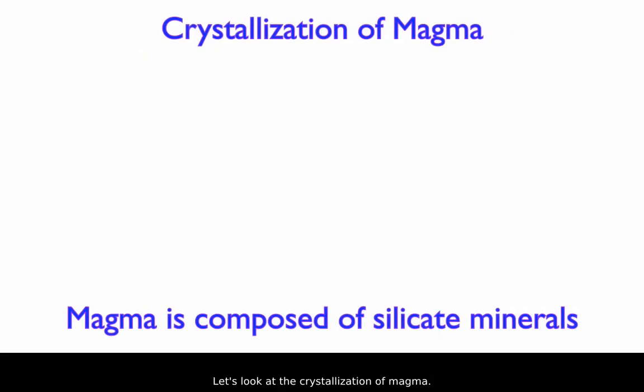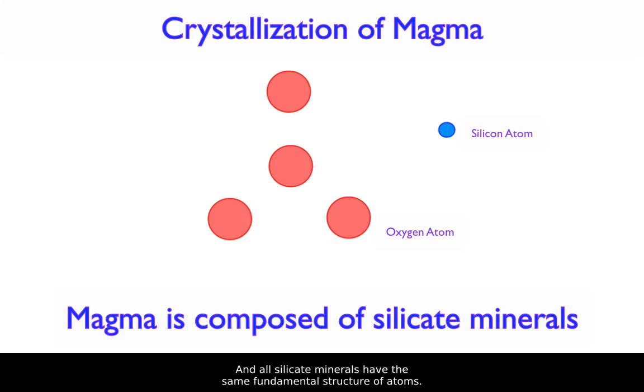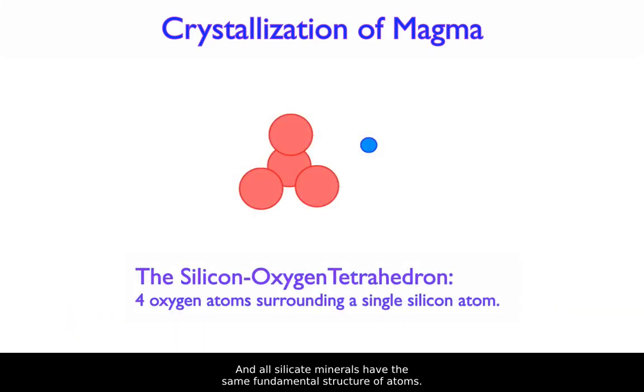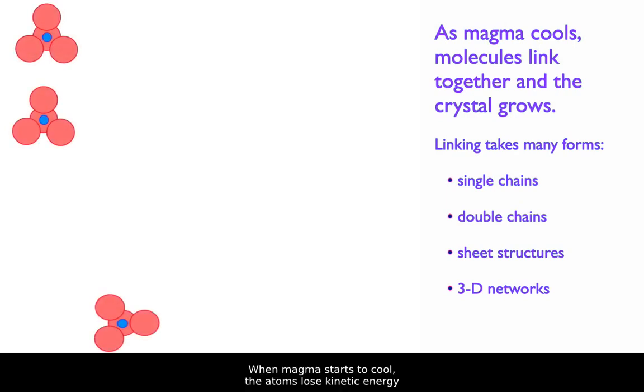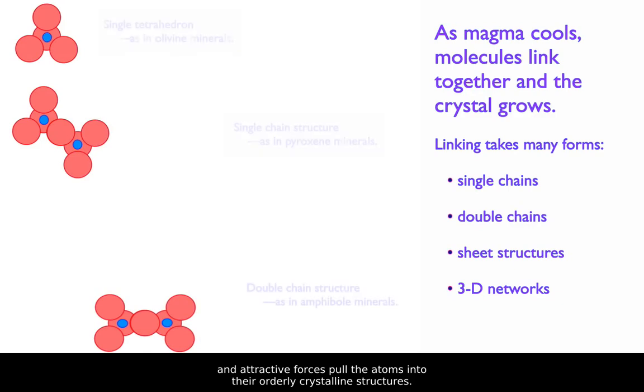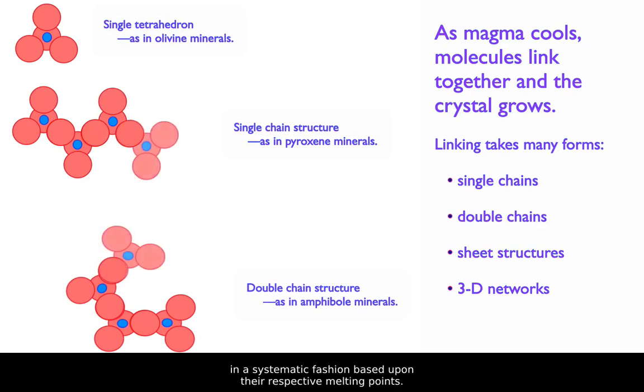Let's look at the crystallization of magma. Magma is composed primarily of the elements found in the silicate group of minerals. And all silicate minerals have the same fundamental structure of atoms, 4 oxygen atoms surrounding a single silicon atom. When magma starts to cool, the atoms lose kinetic energy, and attractive forces pull the atoms into their orderly crystalline structures. Minerals crystallize from cooling magma in a systematic fashion, based upon their respective melting points.